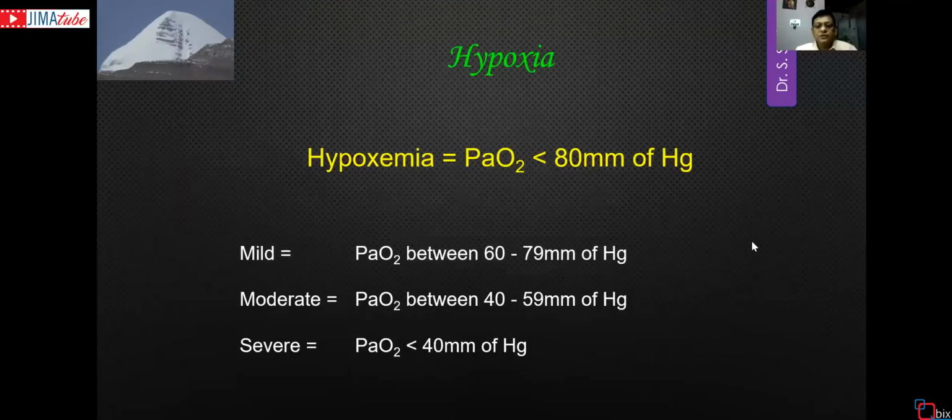After verification, we know that our main aim in respiratory medicine is hypoxia. There is an interchangeable term, hypoxia and hypoxemia. There is some difference, but I am not going into that. Hypoxemia is defined as PaO2 less than 80 millimeter of mercury. It can be mild when PaO2 is between 60 to 79 millimeter of mercury, moderate between 40 to 59, and severe less than 40 millimeter of mercury.